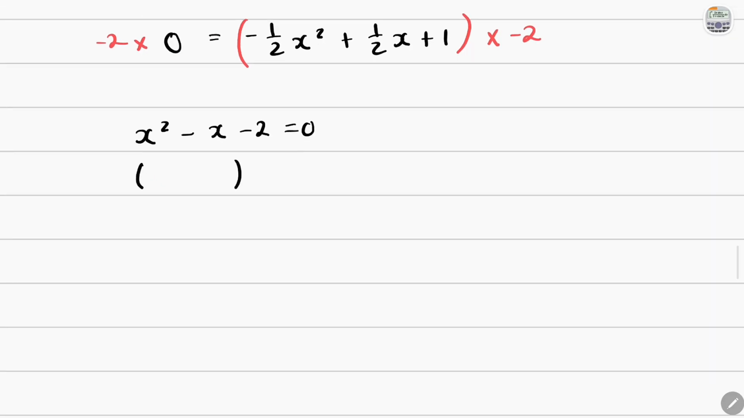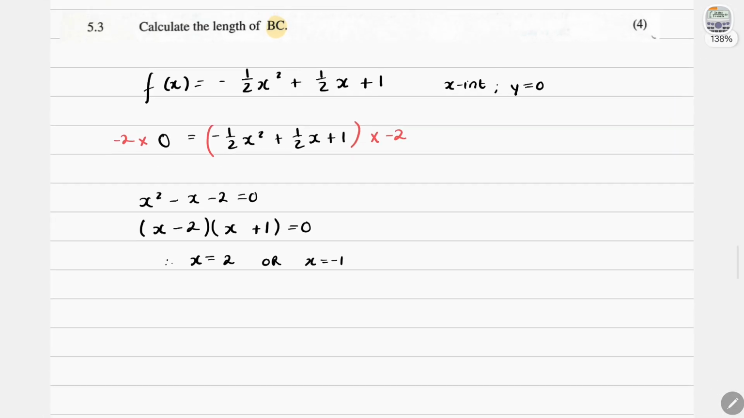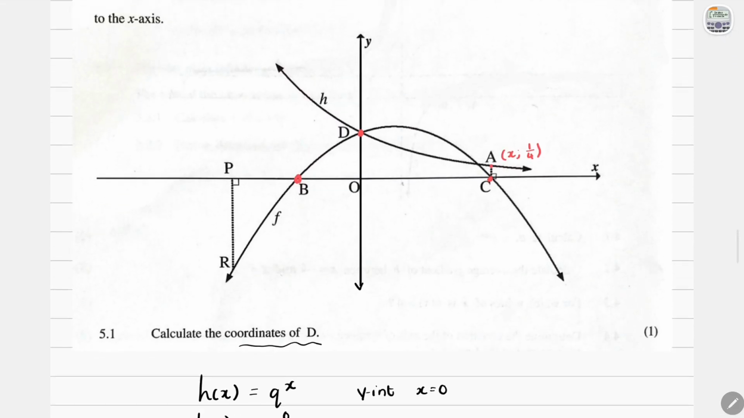Let's factorize. What times what gives us x squared? That is x times x. And what times what gives us 2? It's 2 times 1. But this is negative, so one of them should be negative so that the middle stays negative. You should make the bigger factor negative. So negative 2 plus 1 equals negative 1, which is that coefficient there. Therefore, x is equal to positive 2 or x is equal to negative 1. Now we can just look at which ones would be B and C.